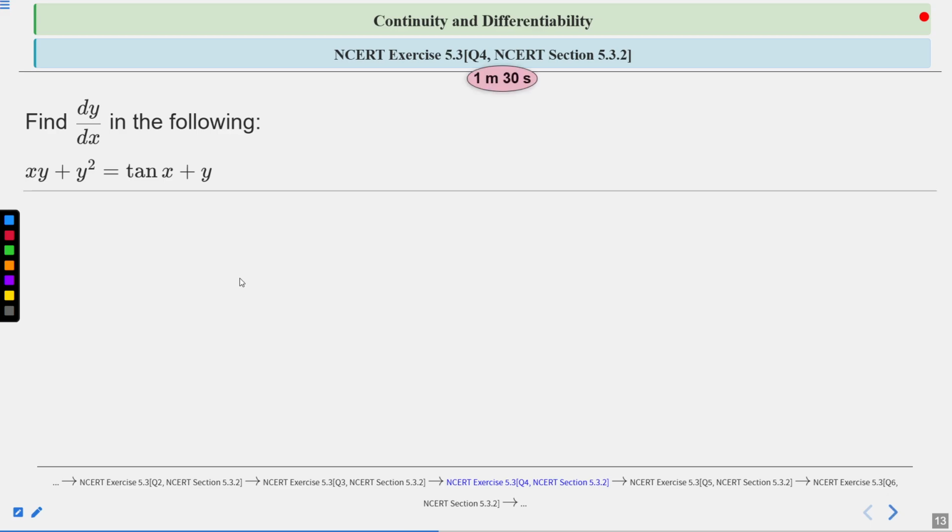Again I am giving you 1 minute 30 seconds to solve or think about this question. After that we will move to the solution part, right?